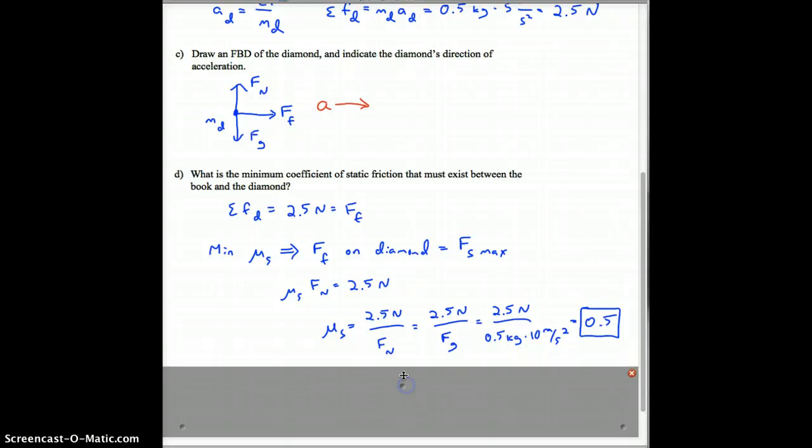So dividing both sides by the normal force, the coefficient of friction is equal to 2.5 newtons divided by the normal force. For the diamond, the normal force on the diamond is balanced by the gravitational force on the diamond. So that's 2.5 newtons over the gravitational force on the diamond, which is 5 newtons, so the coefficient of friction is 0.5.